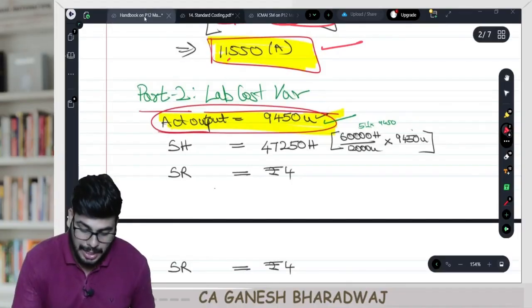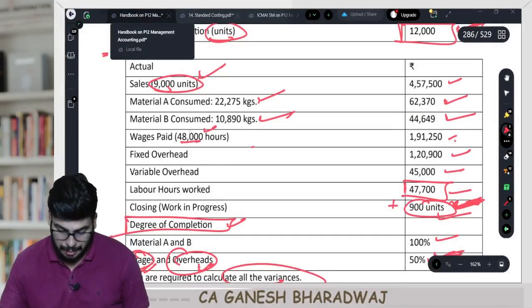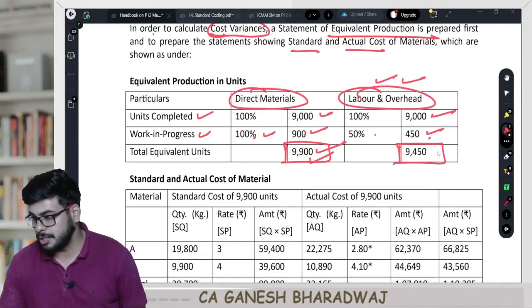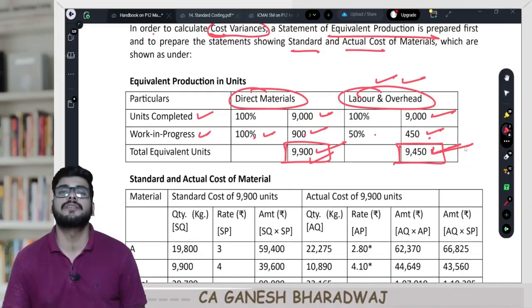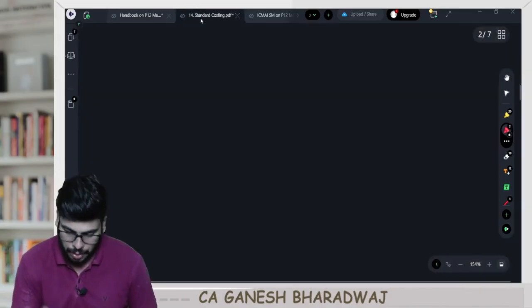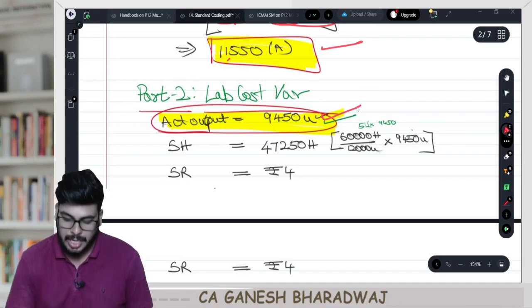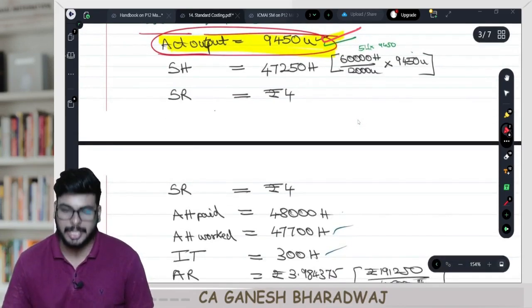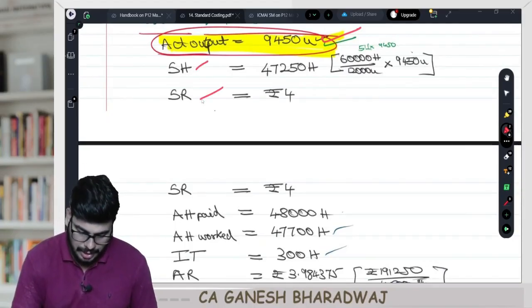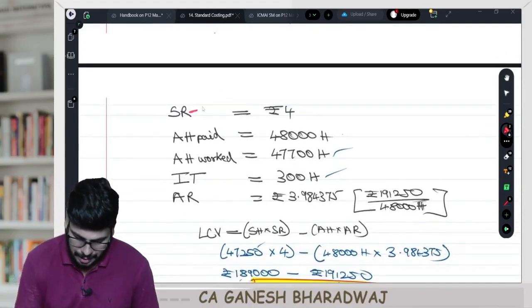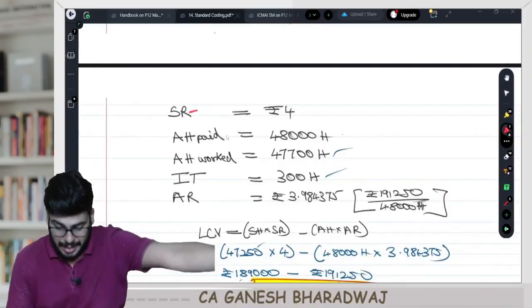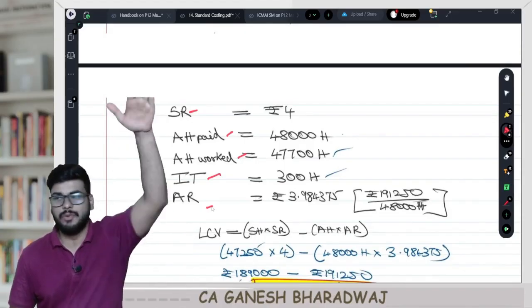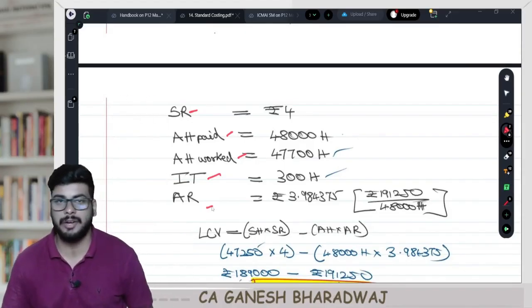Now guys, for the purpose of labor, what is the actual output that got produced? 9,450. The first thing that you need to mention is 9,450. Now for labor cost variance, what are the different components that you need? Standard hours, standard rate, actual hours paid, actual hours worked, idle time, and you need the actual rate also. If you list out these ingredients, automatically you can find out the labor variances.